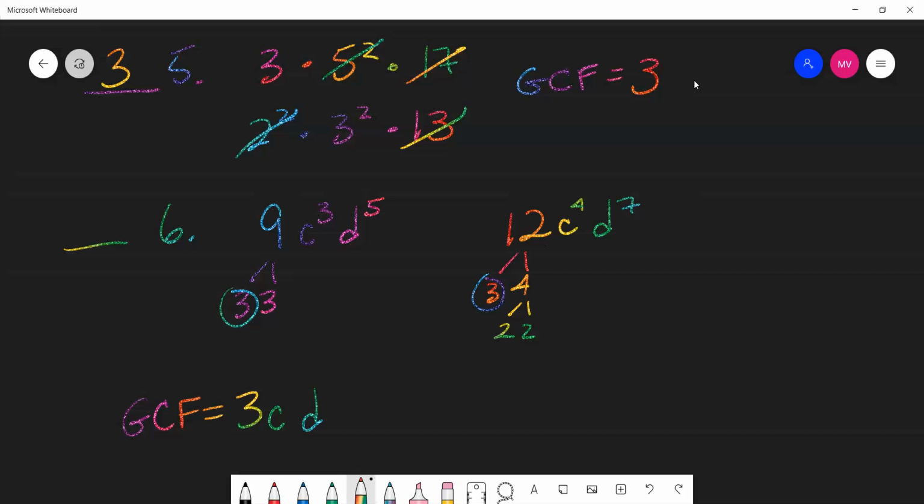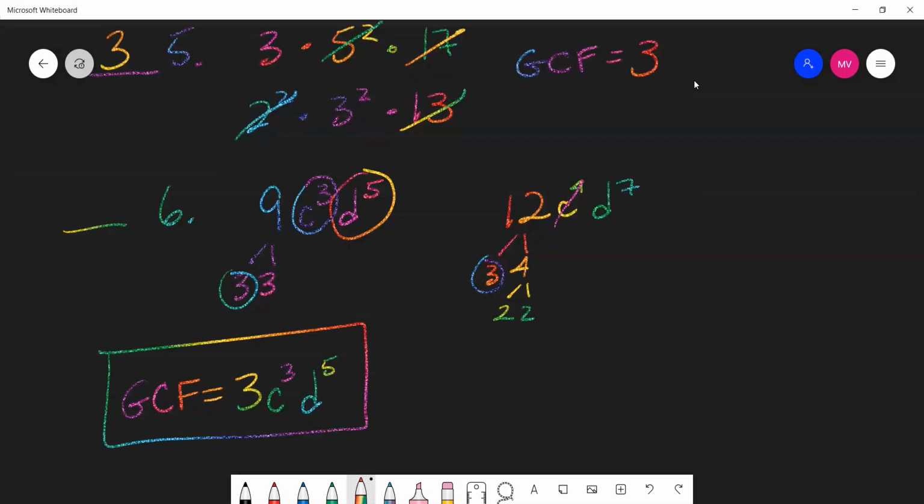Now, of your variable c's, which one has the lowest exponent? Well, we see that it's c to the third. So that's going to be the one included in our greatest common factor. Same thing with your d. When you look at your d's, you see that d to the fifth has a smaller exponent than d to the seventh. So d to the fifth is part of your greatest common factor. So that's your final answer, 3c cubed d to the power 5.